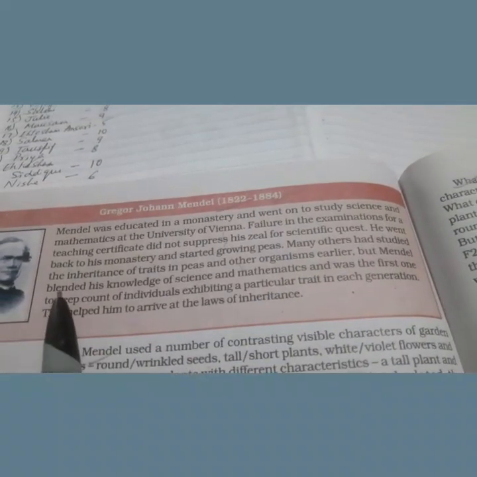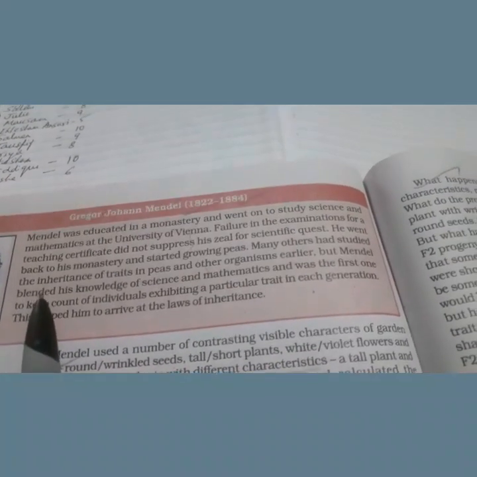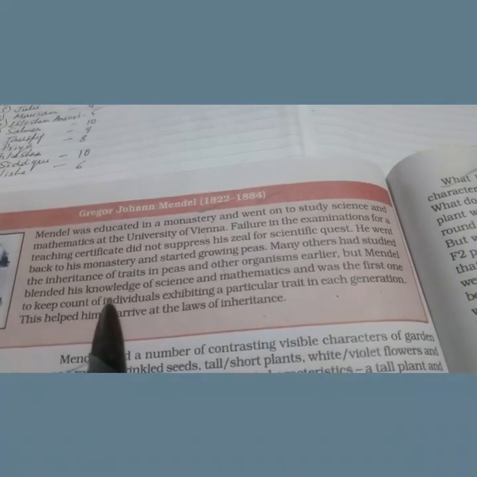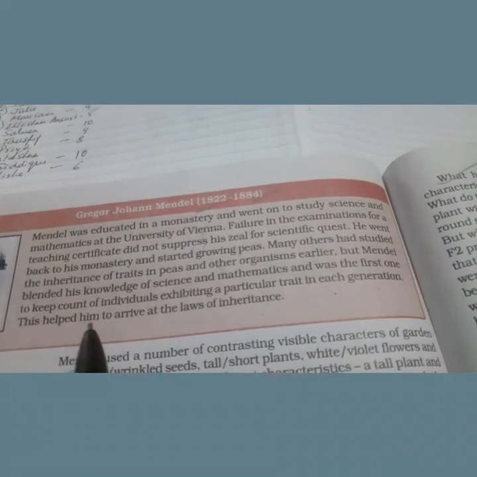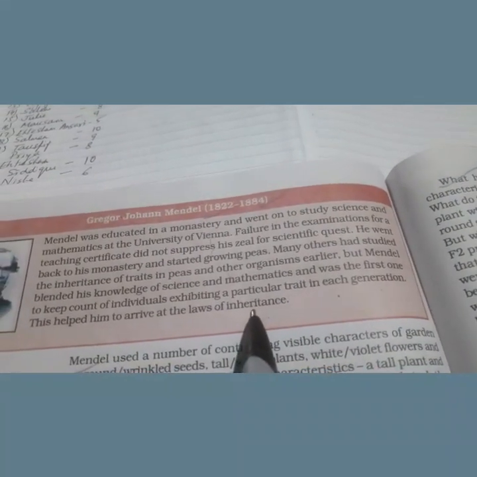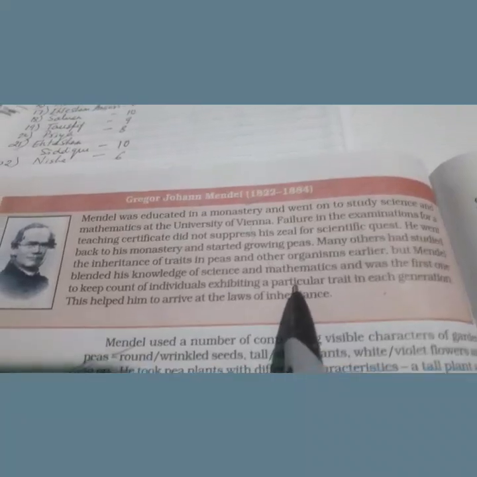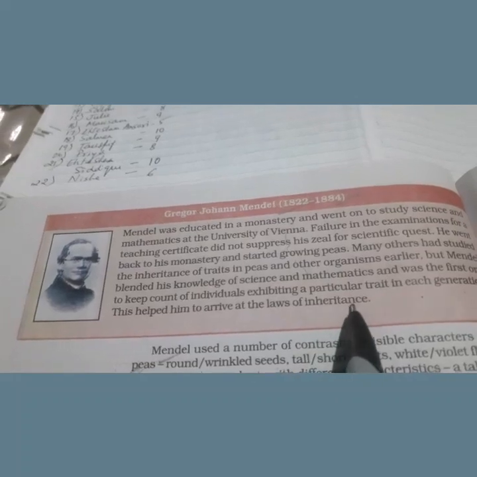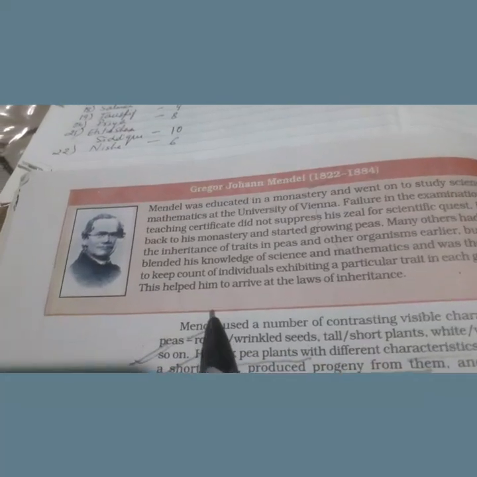Peas means matar. Many others had studied the inheritance of traits in peas and other organisms earlier, but Mendel blended his knowledge of science and mathematics and was the first one to keep count of individuals exhibiting a particular trait in each generation. This helped him to arrive at the laws of inheritance. These laws of inheritance are renowned as Mendel's laws of inheritance. And who was Mendel? Mendel was known as the father of genetics.